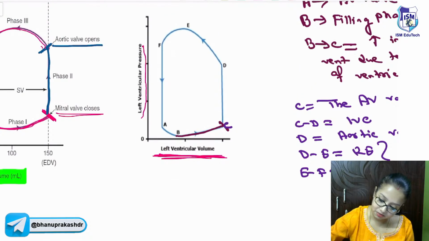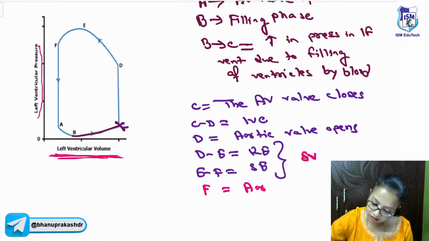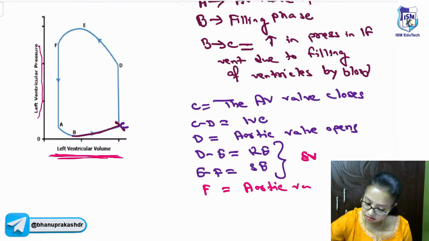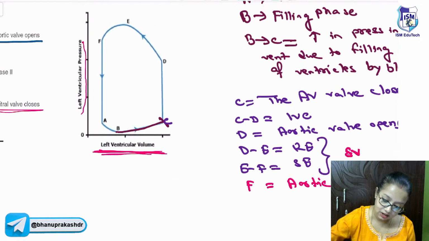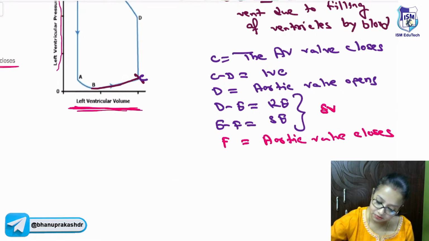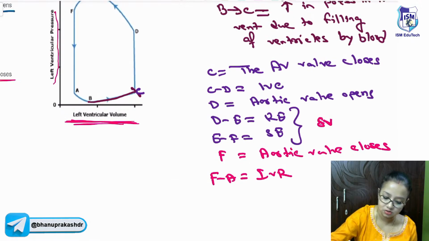After that, what happens at F? At F, the aortic valve closes. And from F to A is isovolumetric relaxation. So, isovolumetric contraction, isovolumetric relaxation.